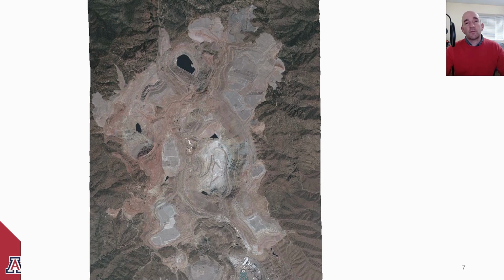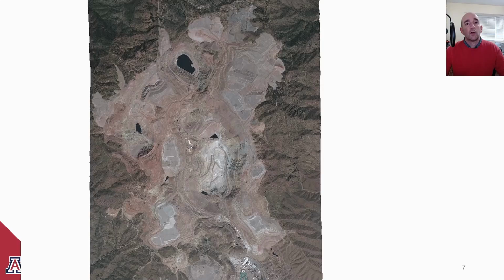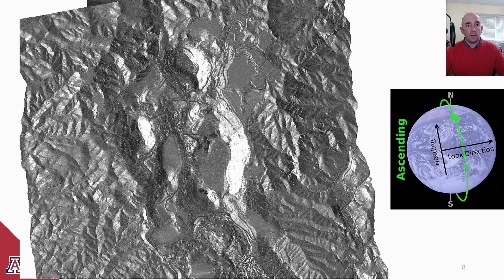Let's look now and compare some optical and SAR imagery of a mine. This is an optical image of the mine site. And this, as indicated by the graphic on the right, is an ascending pass of SAR data. So the sensor is looking diagonally down and east, and flicking back and forth will show you that these are indeed the same area.